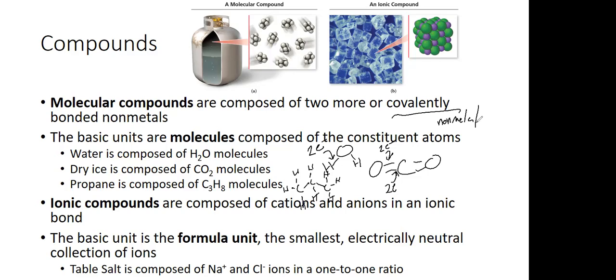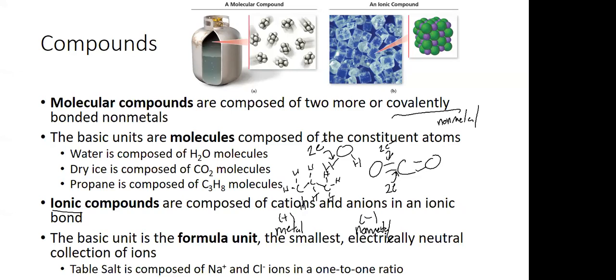While if you have ionic bonds, that is, if you have a metal plus a nonmetal, we call that an ionic compound. So cation, which is positive, anion's negative. Cation would be your metal, anion would be your nonmetal. They come together to form that ionic bond, to form an ionic compound. We call the unit the formula unit, which is the smallest neutral collection of ions you can make.